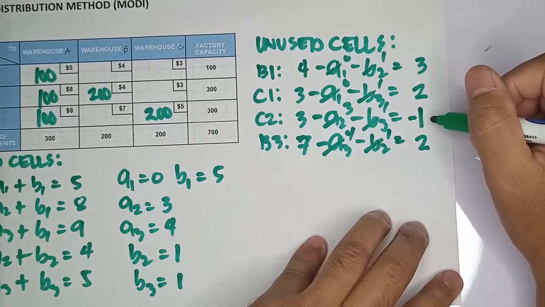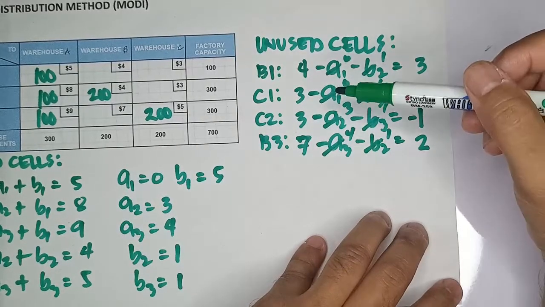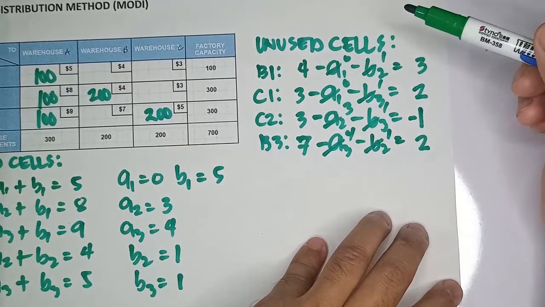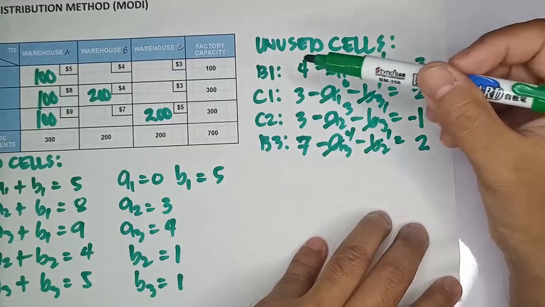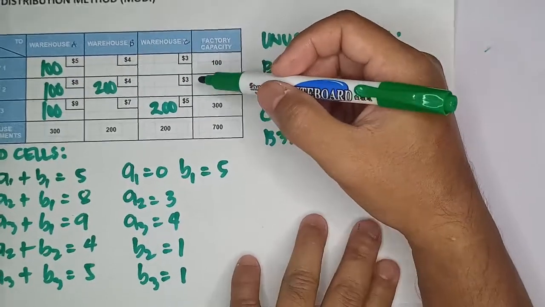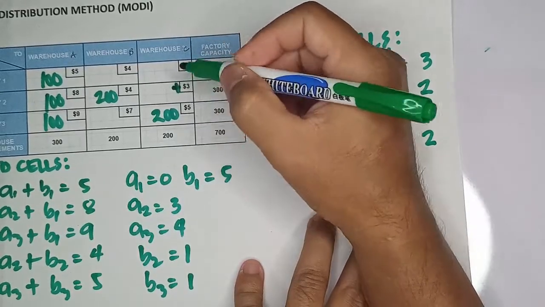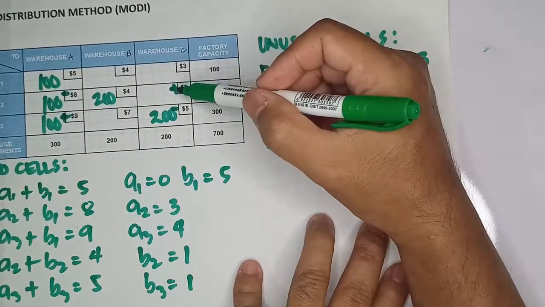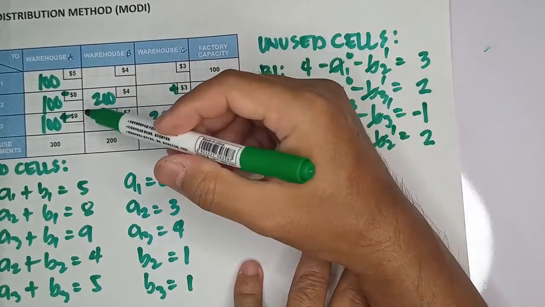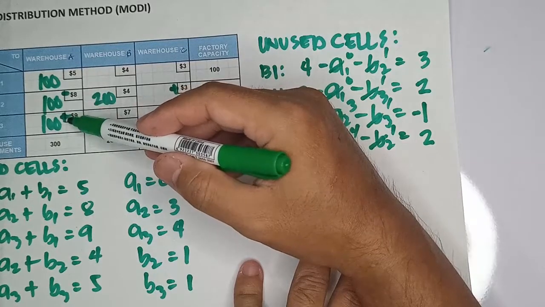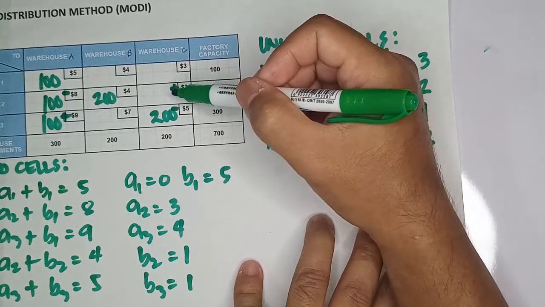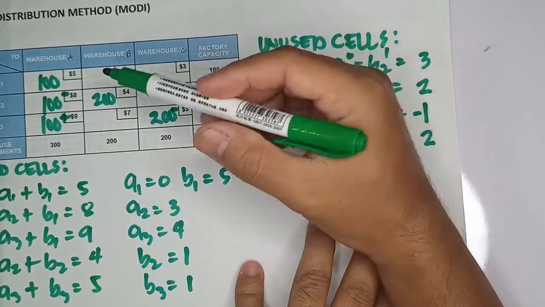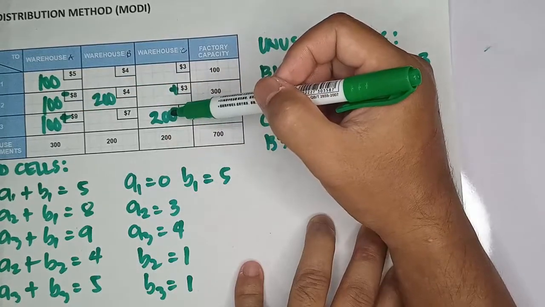Since there's still a negative value on the improvement index, meaning this tableau is not yet the optimal solution, there will be a redistribution on the cell C2, and the loop for C2 is from C2 to C3 to A3 to A2 going back to C2. The takers are C2 and A3, and the givers are A2 and C3.